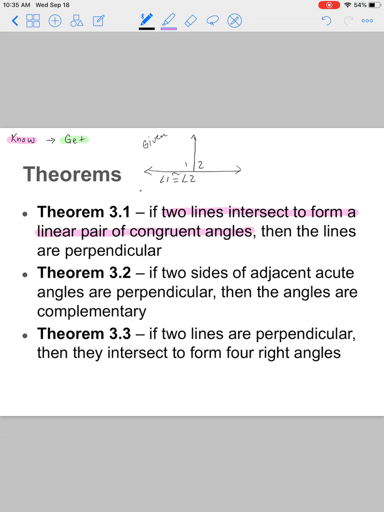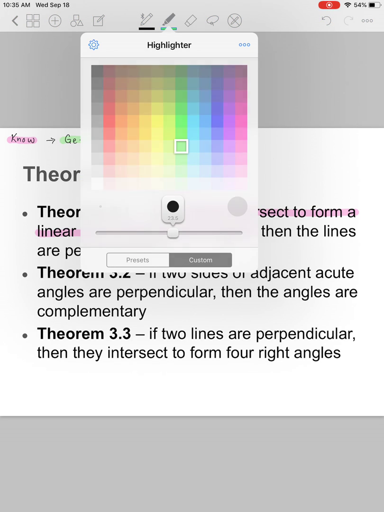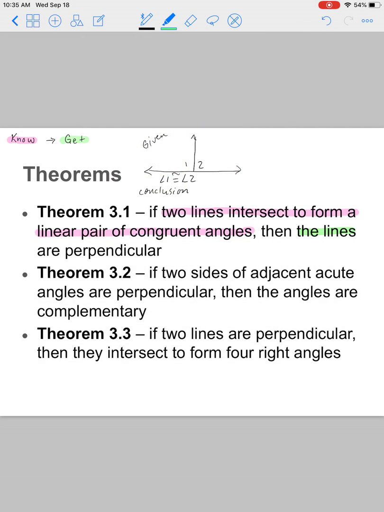And then our conclusion is going to be that the lines are perpendicular. So our conclusion would be that, let's call them line A and B, that line A is perpendicular to line B. And that's theorem 3.1.